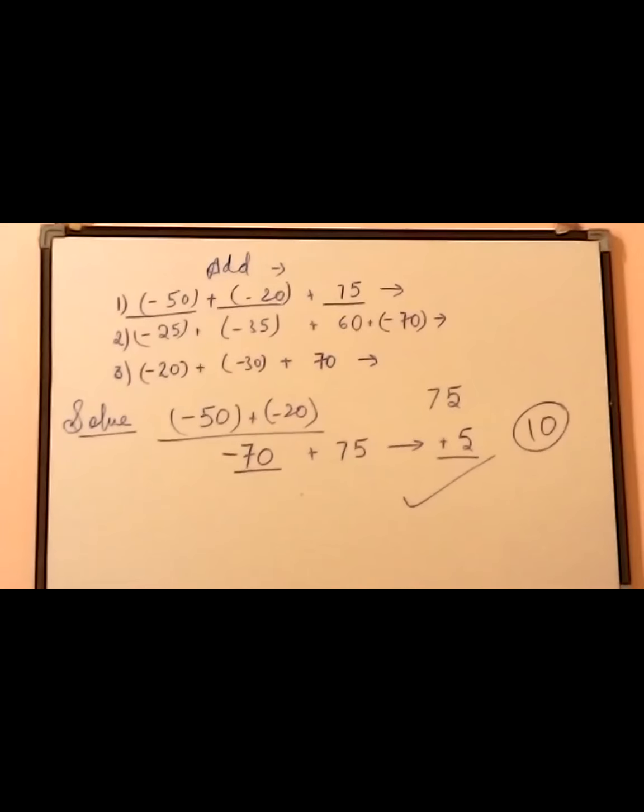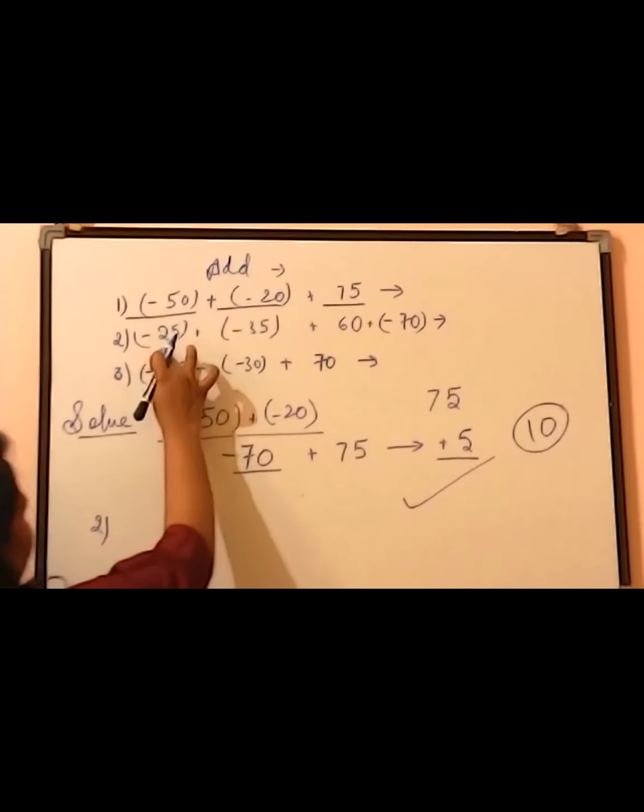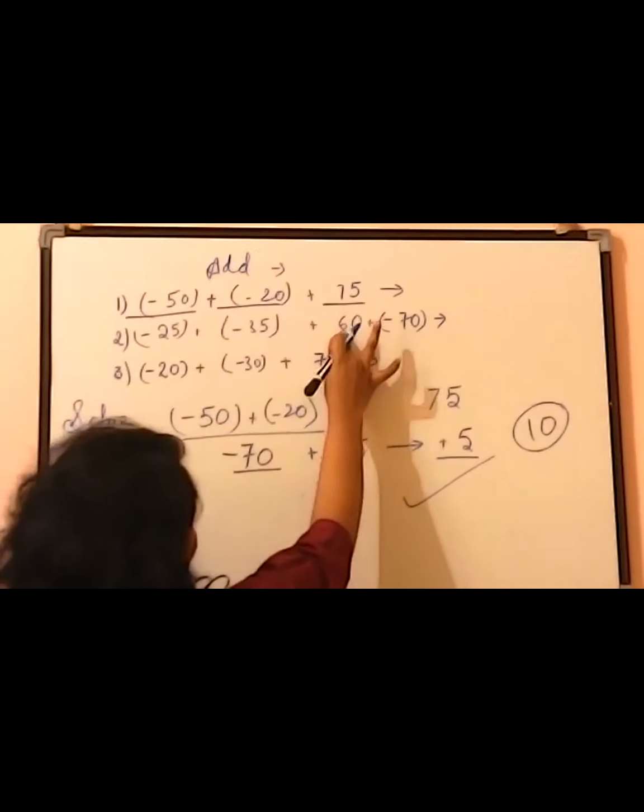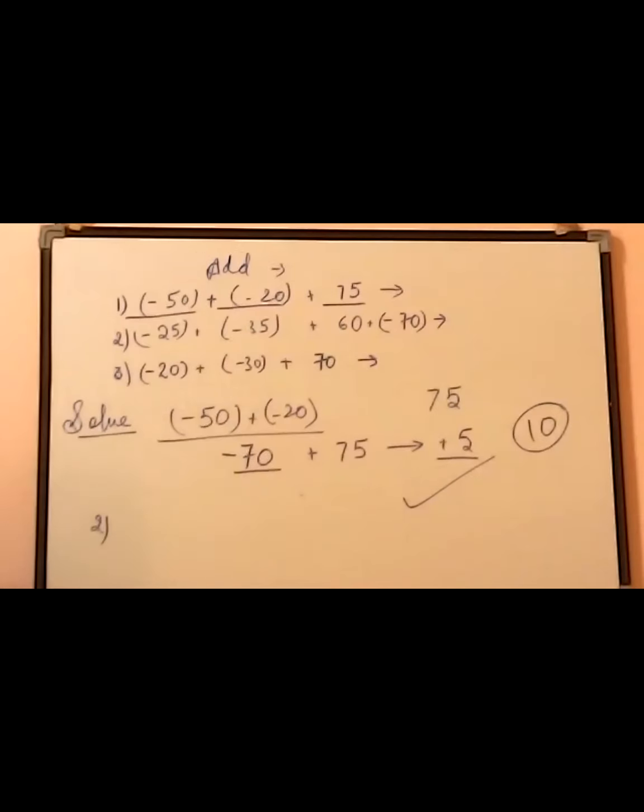Now let's match our second question, whether you have done it correct or not. So the second question which I gave you was -25, -35, +60, -70. So इसमें भी क्या करेंगे बेटा? We will group the number. Group the number in the sense we will take all the negative one side, all the positive one side.